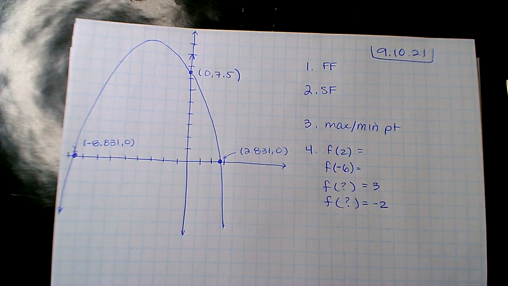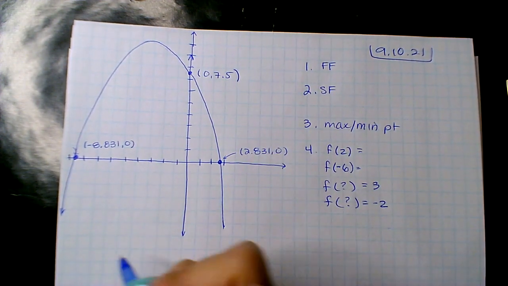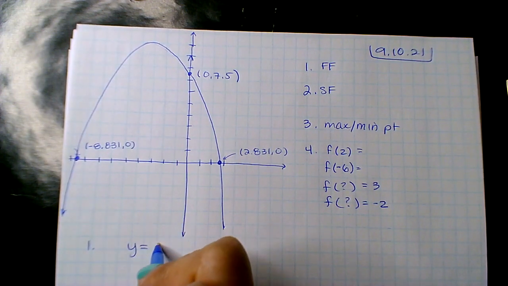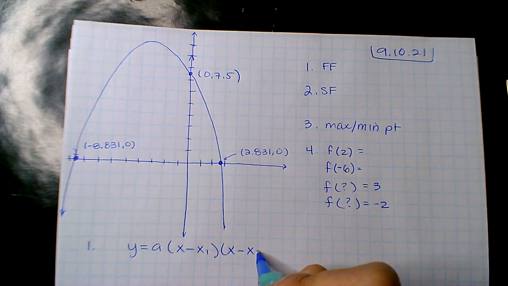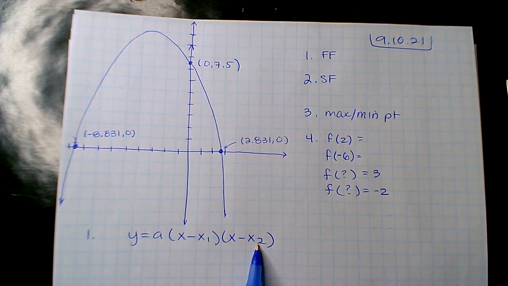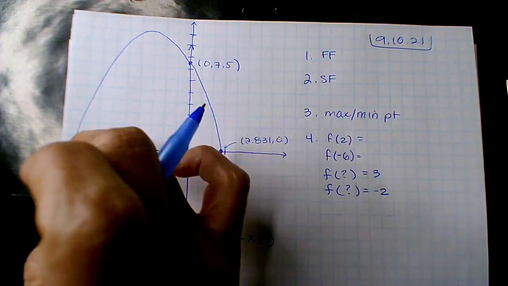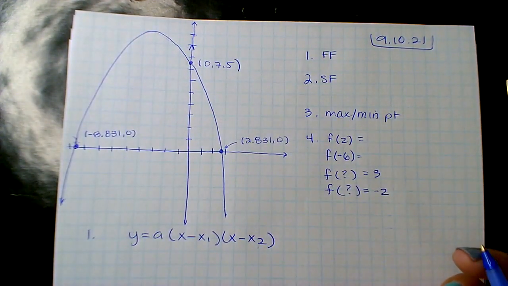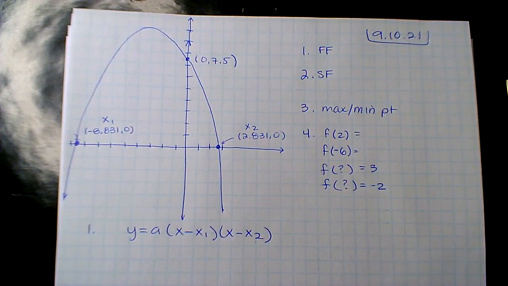Okay. Step 1 says, give me factored form. Okay, factored form is... All right, your x sub 1 and x sub 2 are your intercepts. They're giving them to you here. So which one is X1, X2, I don't care. So if you say, okay, I'll call this X1 and I'll call this X sub 2.